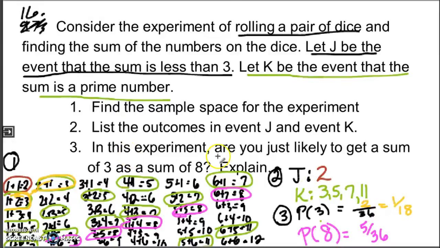So it says, are you just as likely to get a sum of 3 as a sum of 8? If we compare them here, 2 out of every 36 times we got a 3, but 5 out of 36 we got an 8. So getting the sum of 8 is much more likely than getting a sum of 3. So my answer to that one is a whopping no, and here is my explanation.